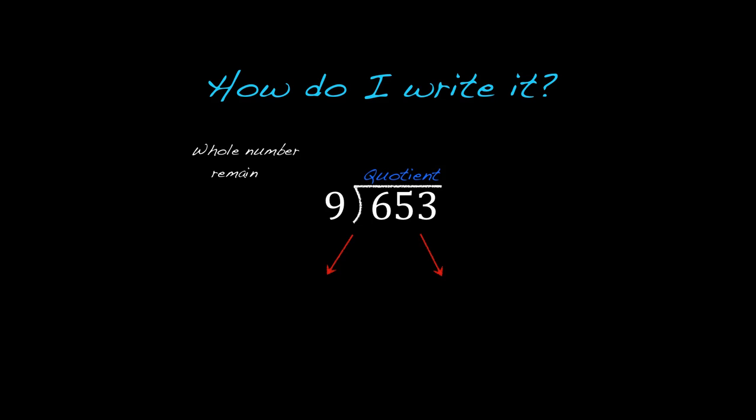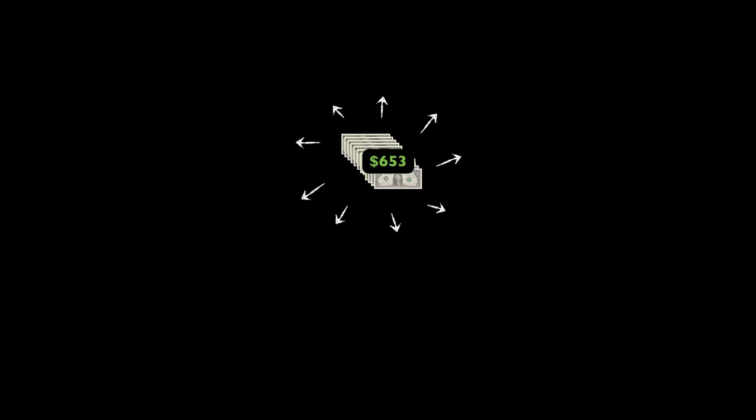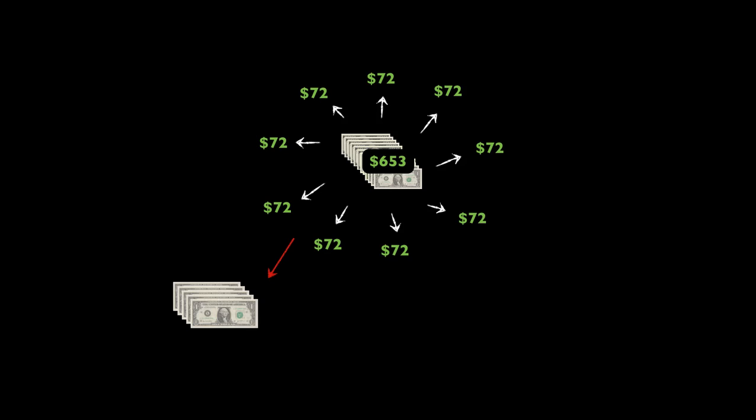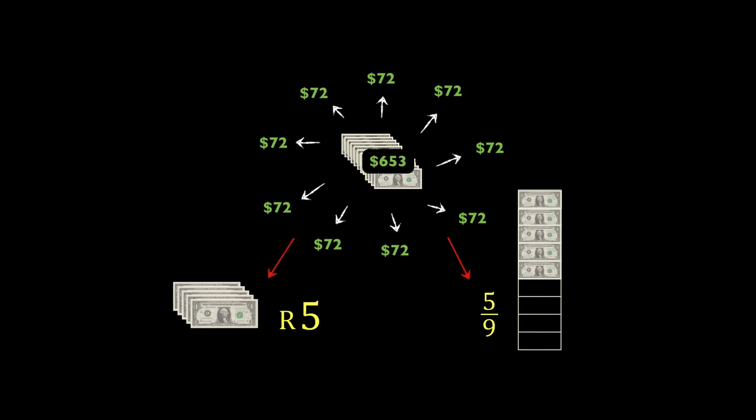So just to review really quickly, we have two things at this point we can do with remainders. We can just write them simply as a whole number remainder and say 72 remainder 5. Or we can write them as a fraction, and we can say 72 and 5/9. So let's go ahead and apply this back to our original problem. We had $653 that we wanted to divide up 9 ways, and we said that each person would end up getting $72, and there would still be a little bit left over, and there would be $5 here. We can just say R5, or we can look at it as a fraction, and we can say 5/9.